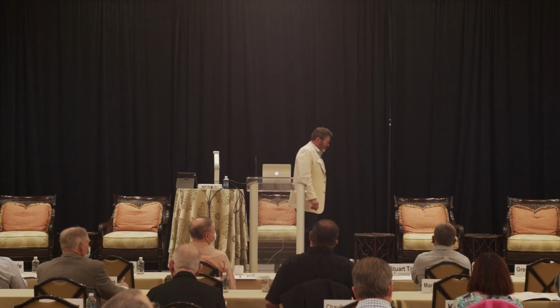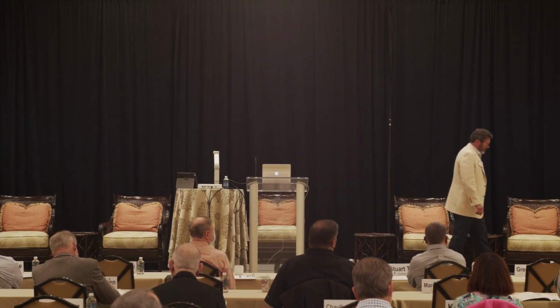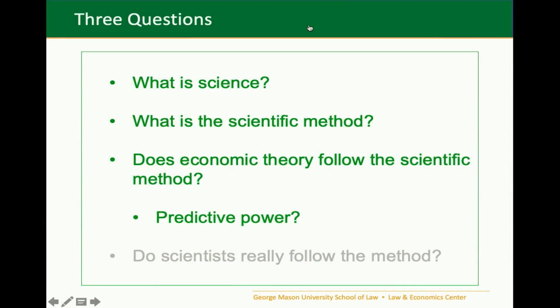All right, well, let's start with three questions. What is science? It's kind of an abstract and general question. But then more importantly, what is the scientific method? And then we'll talk about whether economics is science or whether it follows the scientific method. Now, one of the hallmarks of science is the ability to imagine a theory that's testable and to predict phenomena not yet observed. Right? Now, does that necessarily mean the future? Phenomena not yet observed?